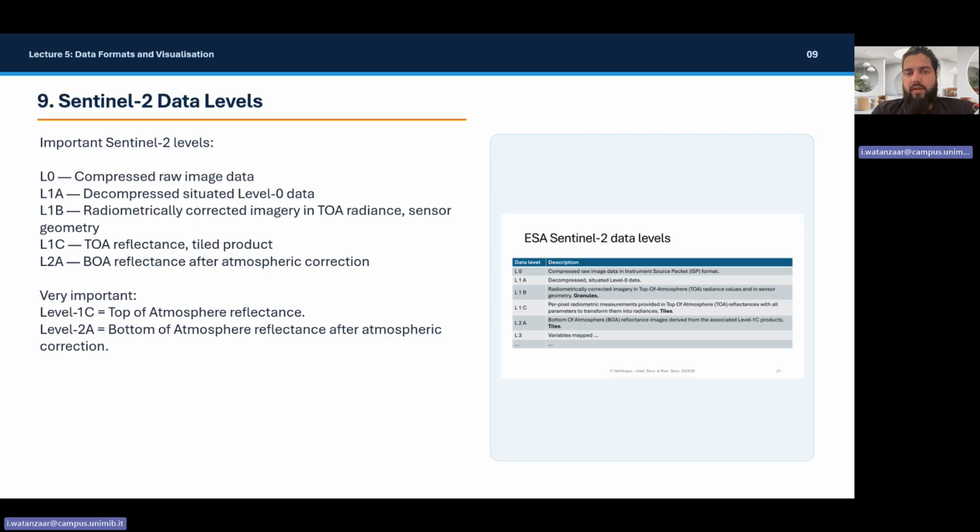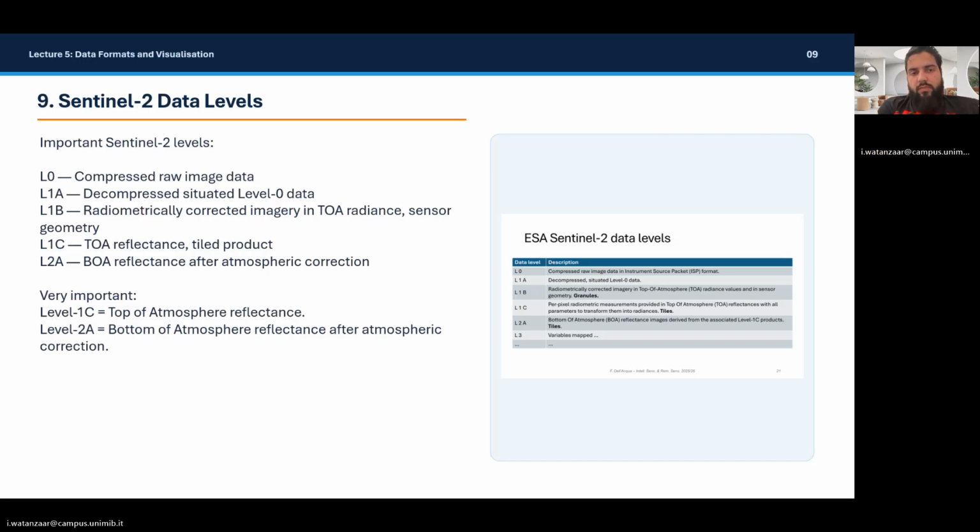In this level 1 of the data levels, we are correcting radiometrically. Radiometrically mainly means that the strength of the signal depends upon the intensity of the radiance. If the intensity of the radiance is good, so already radiometrically corrected, then it doesn't need more correction. But if it's not, it needs to be corrected. So this level is totally coming at the top of the atmosphere. That's why in level 1B, radiometrically corrected imagery is in the top of atmosphere radiance and sensor geometry.